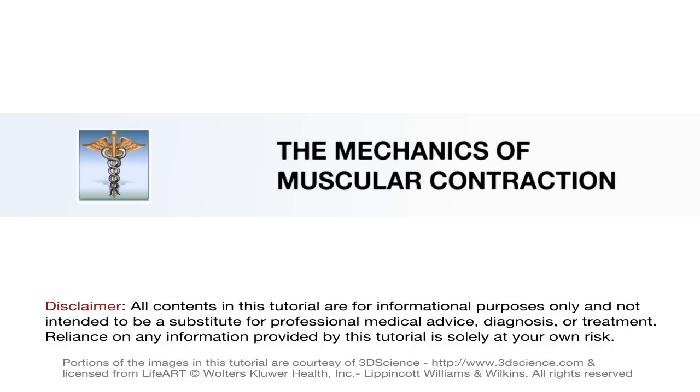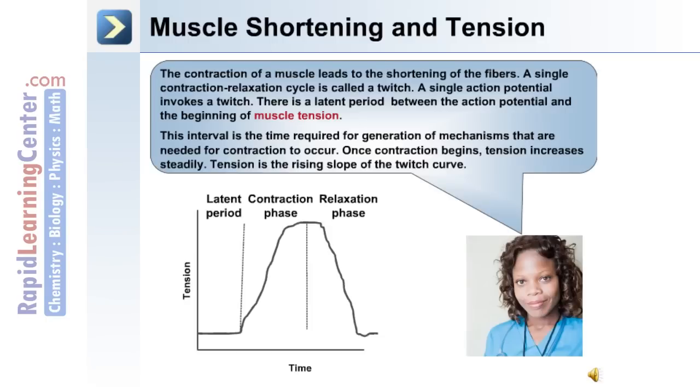Now let's move on to discuss the mechanics of muscular contraction, including the sliding filament theory, the control of muscular contraction, and motor units. When a muscle contracts, it shortens. A single contraction and relaxation cycle is called a twitch. A single action potential invokes a twitch.